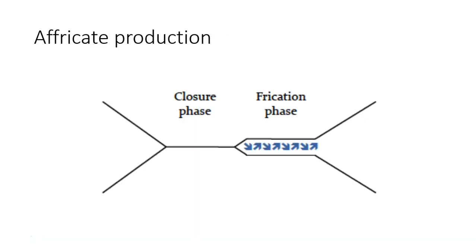So affricate production looks a little bit like a hybrid between the two diagrams that I've shown you already. We get a much longer closure phase, then we start to open the vocal tract, but there's frication this time. So the end effect is that we have a burst plus frication.